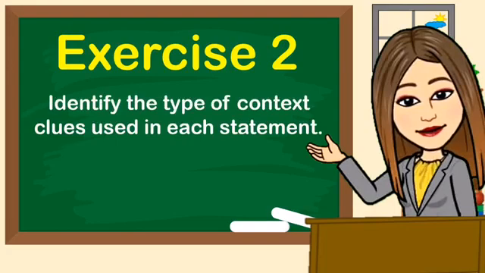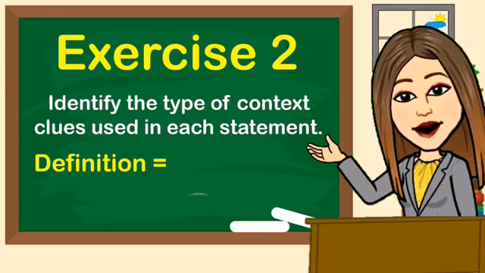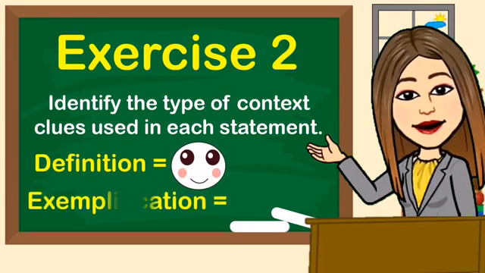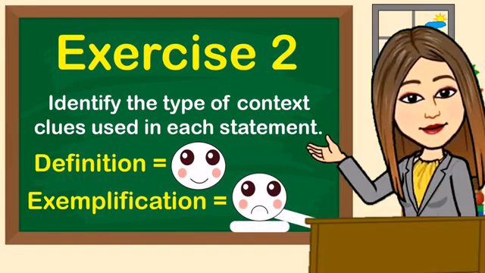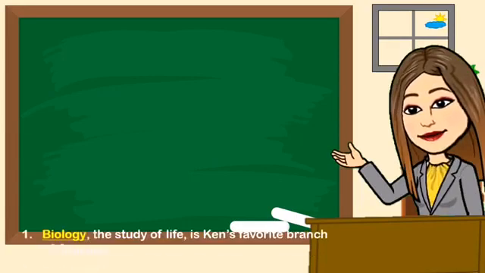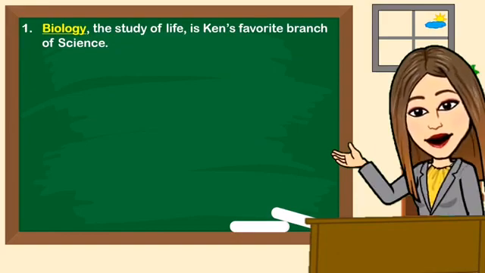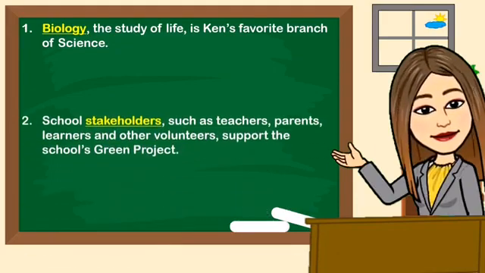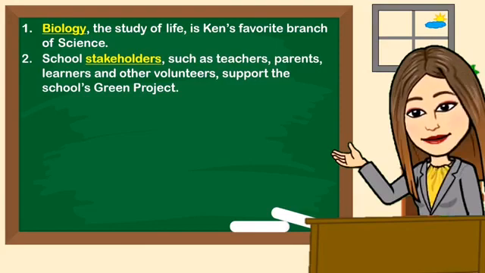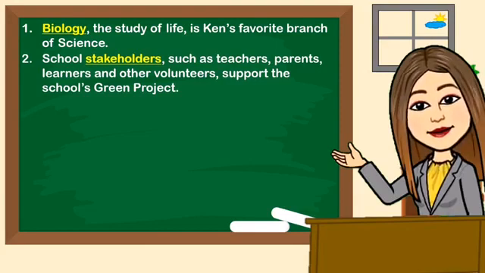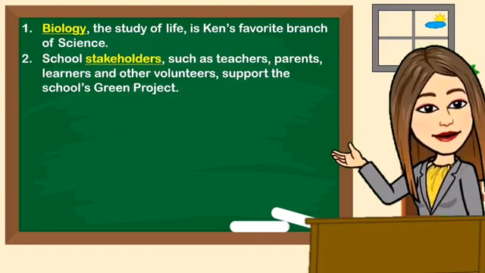Let's have our exercise 2. Identify the type of context clues used in each statement. Draw smiling face for definition and draw sad face for exemplification. Are you ready? Let's get started. Number 1. Biology, the study of life, is Ken's favorite branch of science. The unfamiliar word in number 1 is biology. Number 2. School stakeholders such as teachers, parents, learners, and other volunteers support the school's green project. The unfamiliar word in number 2 is stakeholders.